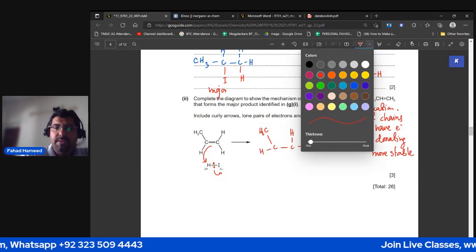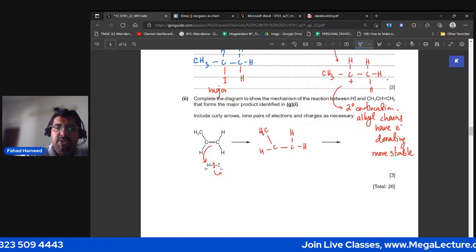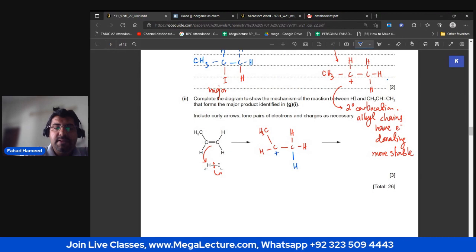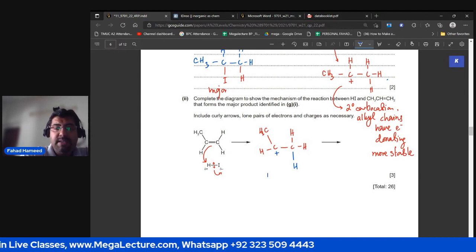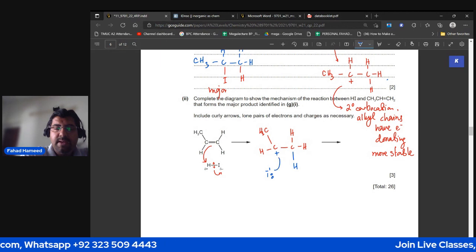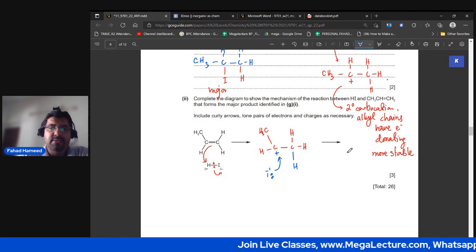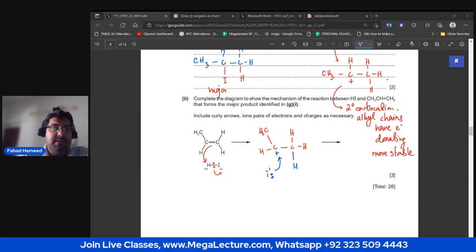Anyway, so the H from HI is going to bond with the carbon that's already bonded to more H atoms. And in the next step, a carbocation would be formed, and then the I minus, with its extra electrons, will get attracted to the positive carbocation, and eventually you'll get the whole molecule. So that's about it for this one.